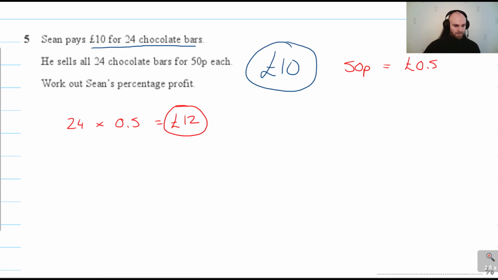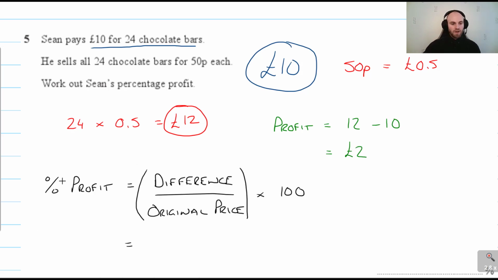So let's put this in green. The profit is going to equal 12 minus 10, which is going to be £2. Okay, so the percentage profit is going to equal the difference divided by the original price, and then this number here is going to be multiplied by 100.